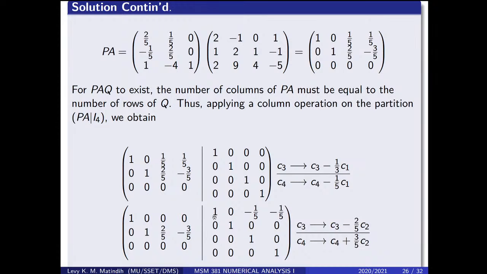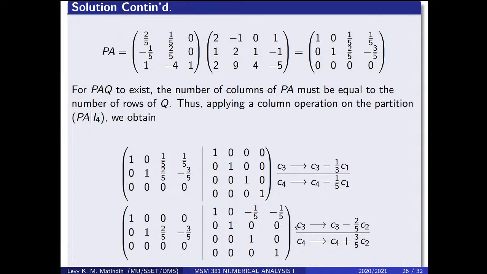Then on the right hand side, we are going to have 1, 0, negative 1 fifth, negative 1 fifth, 0, 1, 0, 0, 0, 0, 1, 0, 0, 0, 0, 1. The next step is we need to make the third entry and the fourth entry in row number 1 on the left hand side of this partition to be zeros.